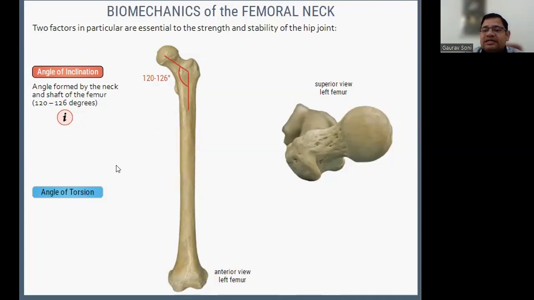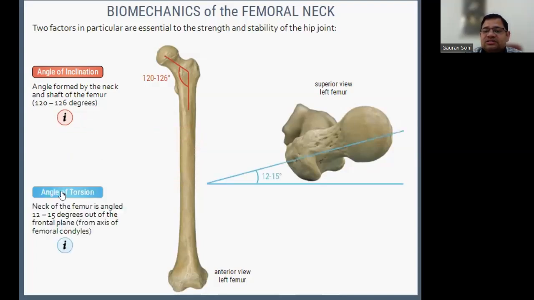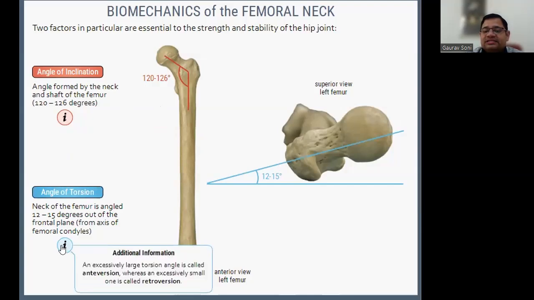Then there is one more angle, the angle of torsion. This is the angle of torsion. As you can see, the neck of the femur is angled 12 to 15 degrees out of the frontal plane, that is from the axis of the femoral condyles. So this angle is the angle of torsion, that is 12 to 15 degrees. A large angle is called anteversion, whereas a small one will be called retroversion.